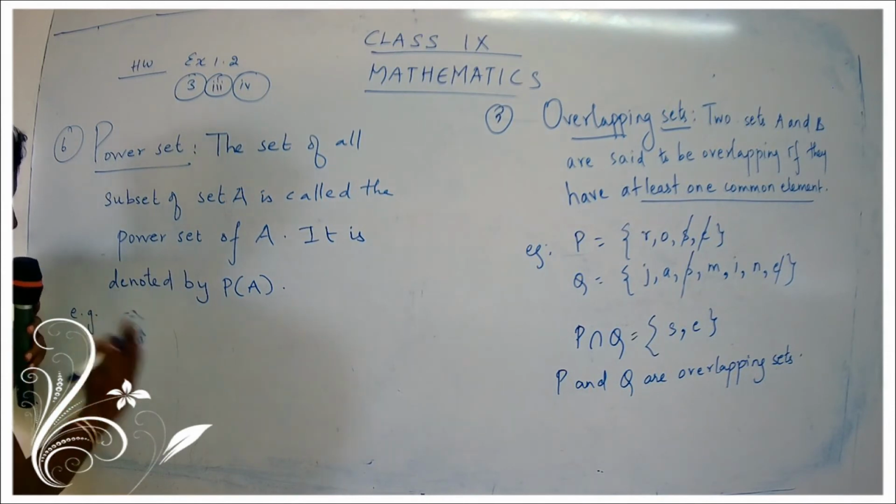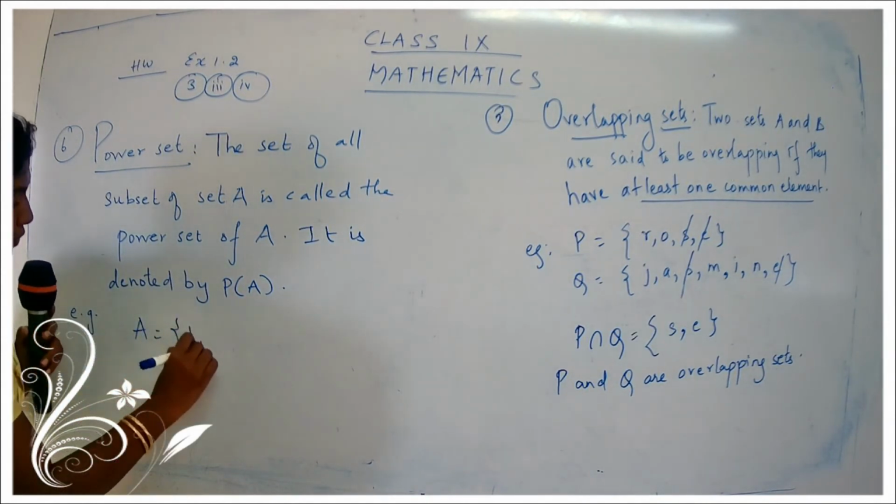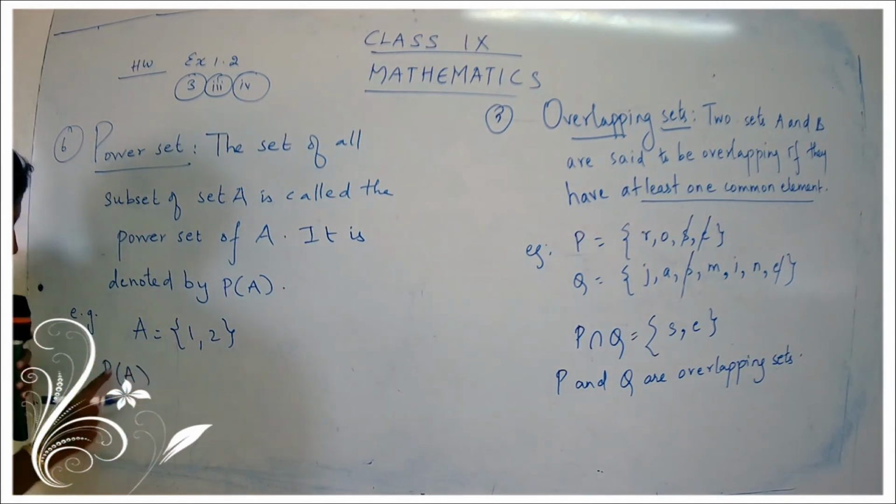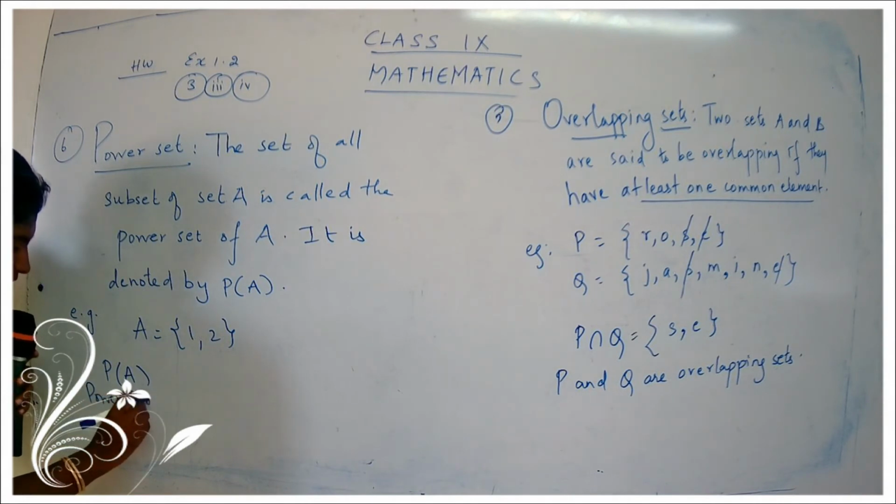If A is equal to {1, 2}, I'll start with a smaller number. If we have a set A as {1, 2}, let us write the power set of A. How to write the power set of A? Subsets of A. Subset means every element of A. You have to focus on every element. You write P of A. What is P of A? Power set of A.